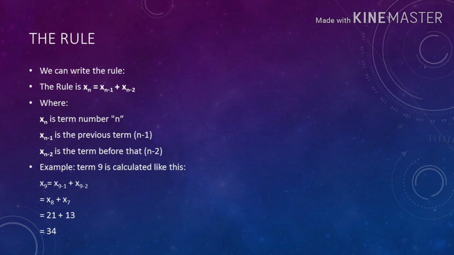The rule. We can write the rule. The rule is xn is equal to xn minus 1 plus xn minus 2, where xn is term number n, xn minus 1 is the previous term, n minus 1, xn minus 2 is the term before that, n minus 2. Example, term 9 is calculated like this. x9 is equal to x9 minus 1 plus x9 minus 2, which is x8 plus x7, which is 21 plus 13, which equals 34.